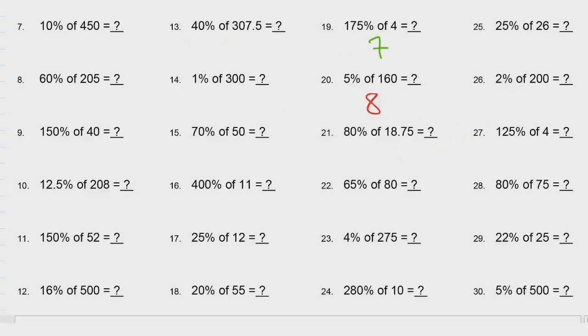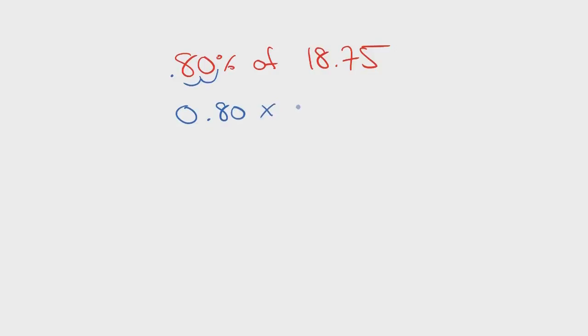Problem 21. You have 80% of 18.75. Alrighty, let's get this done. We need to move the decimal 2 spaces to the left. So we get 0.80, and "of" is times 18.75. I come over here and I'm going to multiply this out.